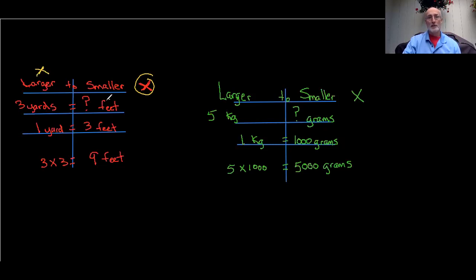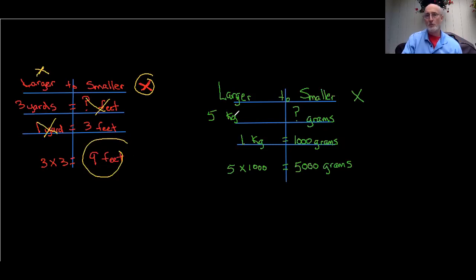And I filled in my 4 boxes now. I can eliminate this one. I can cross out this one. What's left? I've got these two here, and the rule is to multiply. 3 times 3 is 9. There's my answer. 3 yards equals 9 feet. This will work every single time. It'll get you the right answer.